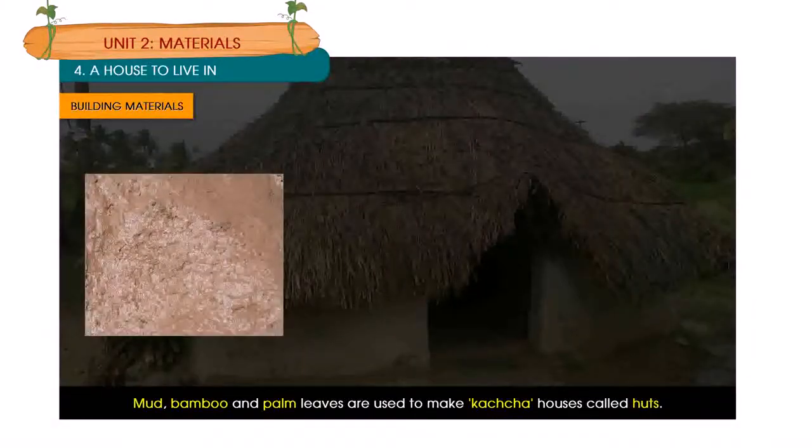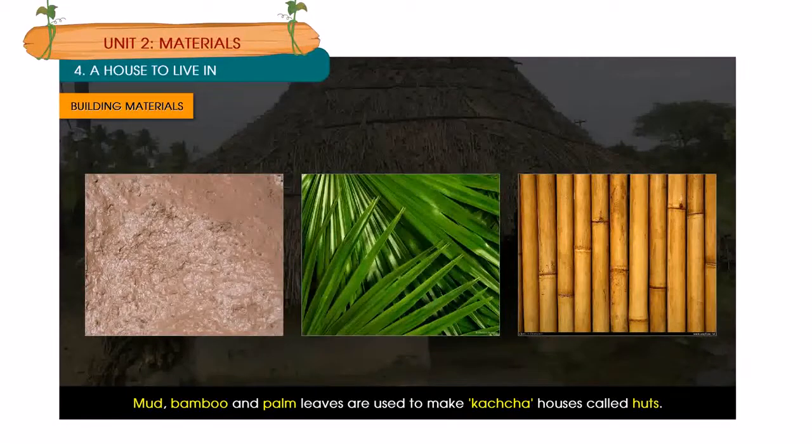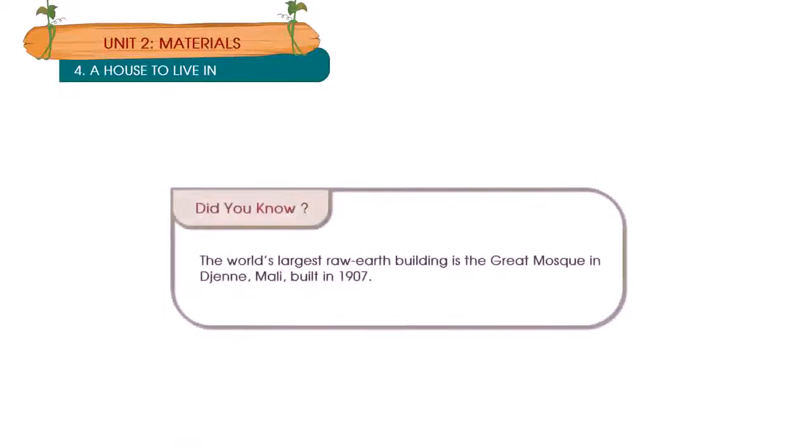Mud, bamboo, and palm leaves are used to make kacha houses called huts. These building materials are cheap and are easily available. Did you know the world's largest raw earth building is the Great Mosque in Djenné, Mali, built in 1907?